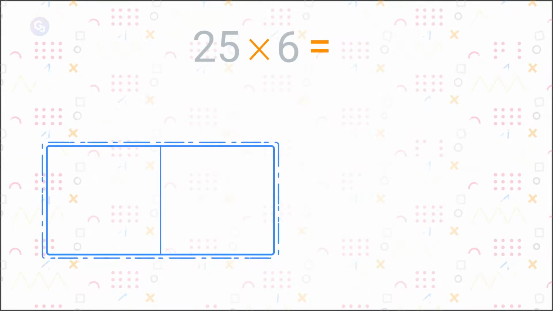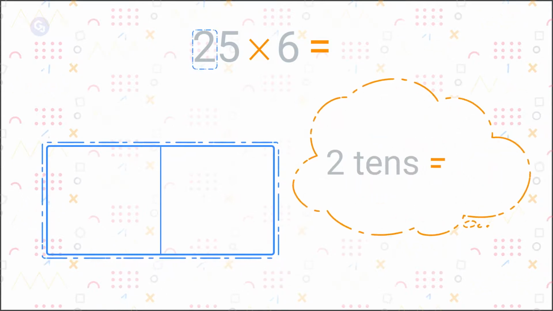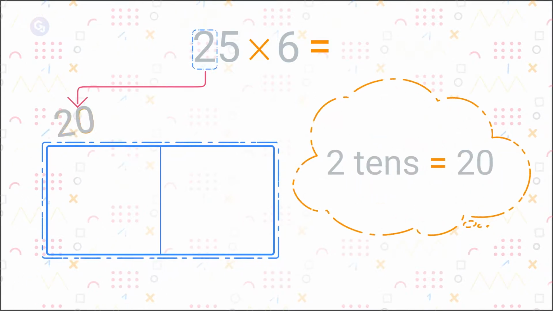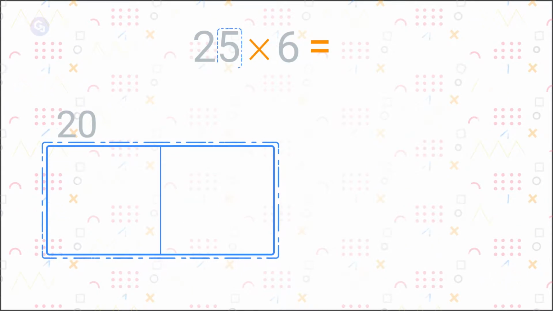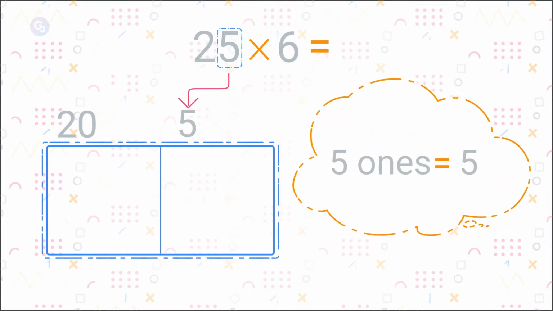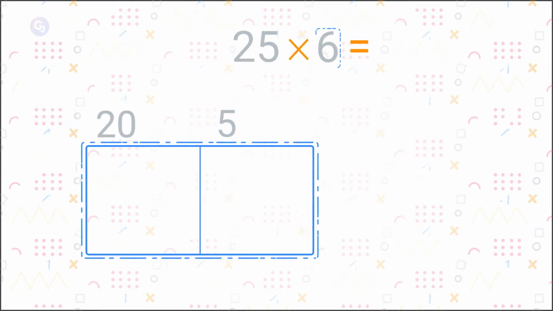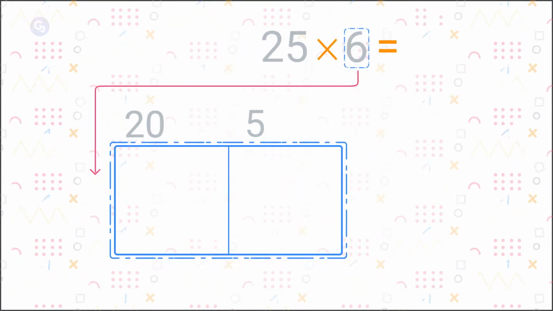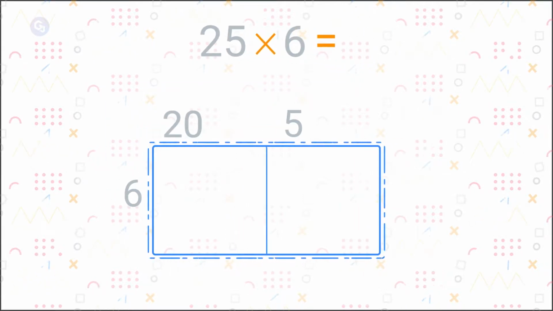Now the first step is to split up the number 25 into pieces so that it is easier to multiply. We can first look at this 2, which I know represents two tens, and therefore it has a value of 20. Next we can look at this 5, which represents 5 ones, or just a value of 5. Now we're multiplying all of this by 6, so we will put the 6 on the side of the area model. Now we can begin multiplying.